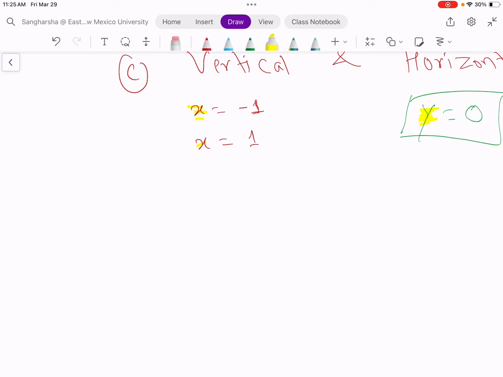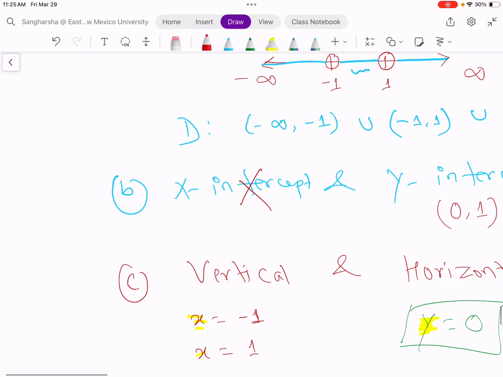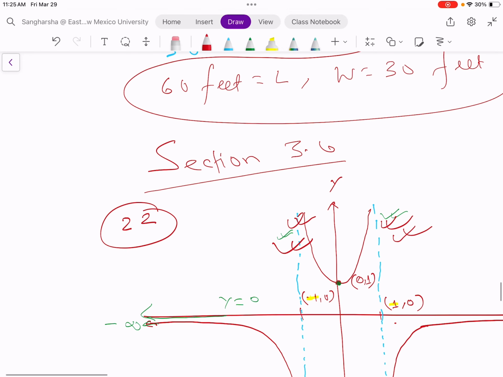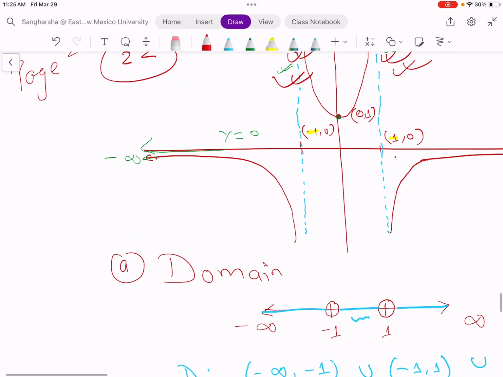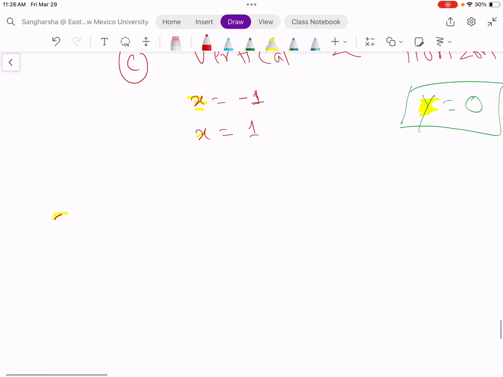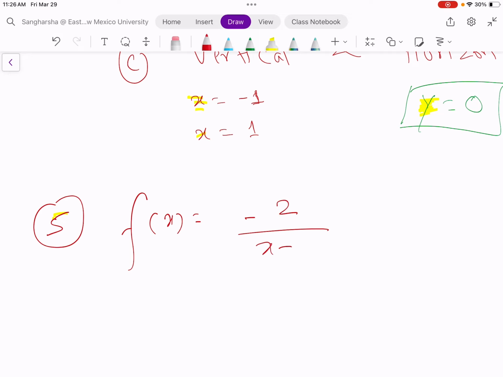Let me take number 5 from page 298. This is number 22. Let me do number 5 here. So we have a rational function, -2/x plus 6. So this is the function.